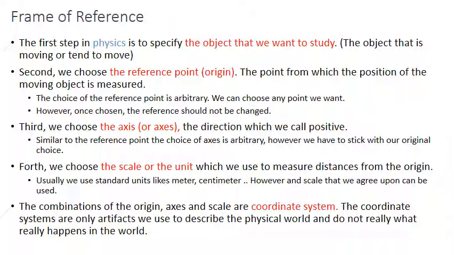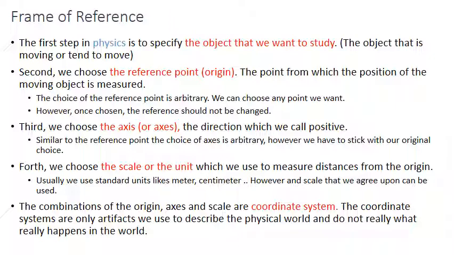So usually the standard units are meter for distance and second for time. The combination of the origin, axis, and this scale, I call my coordinate system. All these are arbitrary choices, artifacts that I'm using to describe the physical world. What really happens in the world does not depend on my system. So if I choose a different origin or a different scale or unit, that should not change what is really happening.